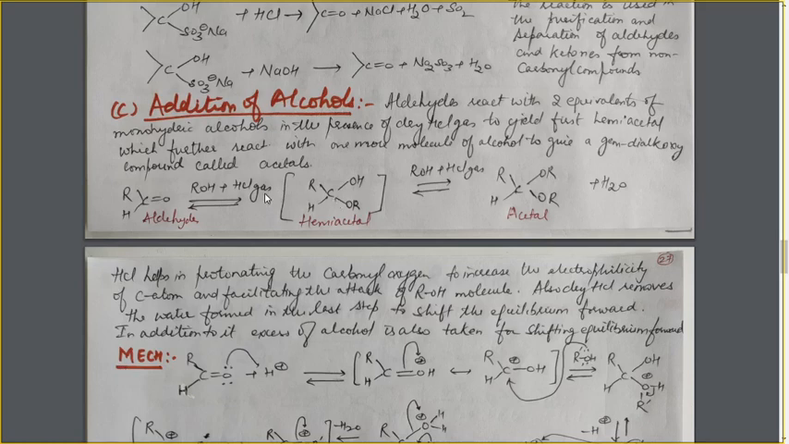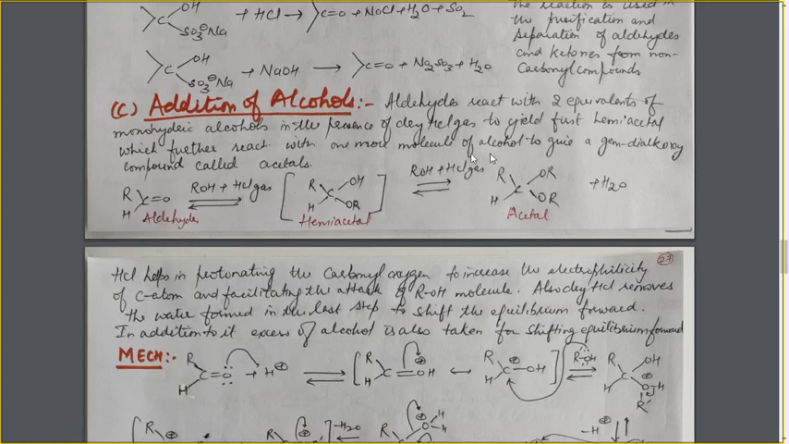Now, what is the function of HCl gas? It is acting as the catalyst here, and also carrying out one more purpose: HCl helps in protonating the carbonyl oxygen to increase the electrophilicity of the carbon atom and facilitate the attack of the alcohol molecule. Also, dry HCl gas removes the water formed in the last step to shift the equilibrium forward. In addition to it, the excess of alcohol is also taken to shift the equilibrium forward. Now, in this reaction, both these steps are reversible, as in nucleophilic addition reactions. In most cases, both these steps are reversible in nature.